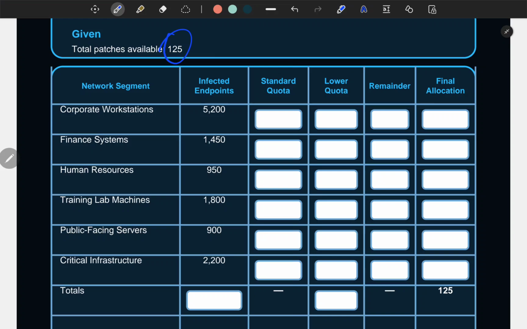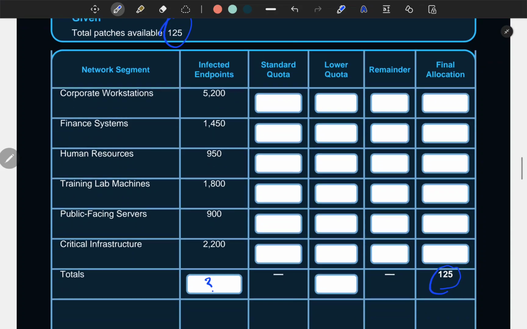If you don't remember how to do it, I can give you a hint. We have, like I said, all those infected endpoints, and there's an empty box here for totals, right? So maybe we want to add all that up there to see what goes in that box for totals. And then maybe that will jog our memory on how to get these other boxes filled in. So our job here is to fill in all these boxes, right? 125 is the goal. We have 125 patches to allocate. We want to make sure that our final allocations for all these departments total 125, right? So good luck in there.